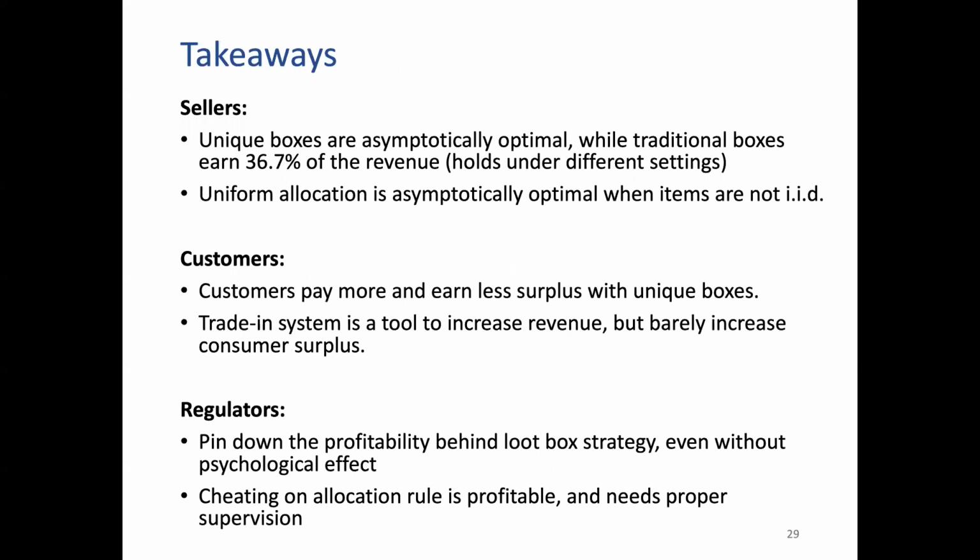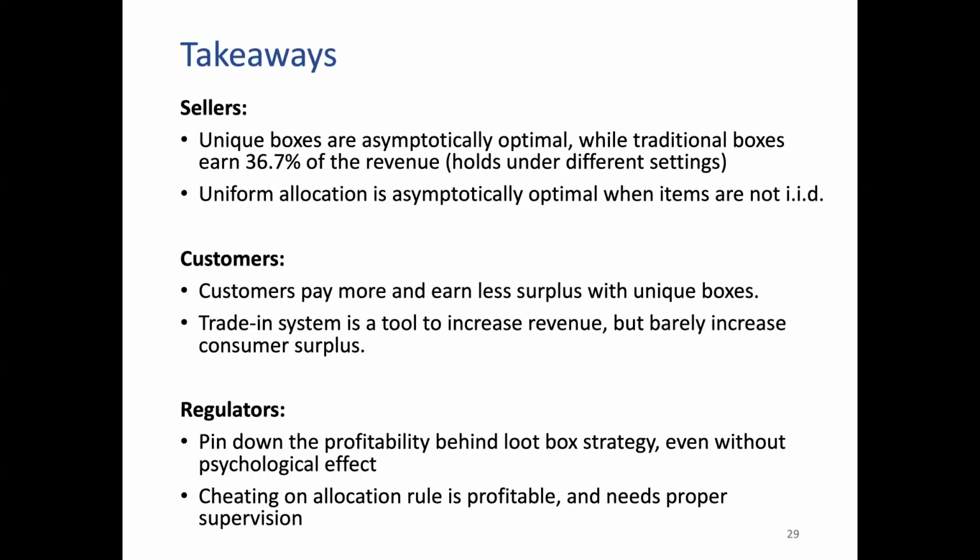So to summarize, we provide the first mathematical model for loot boxes, and we provide insight to three sides of the market: the seller, the customer, and the regulators. For seller, we show that the unit boxes are asymptotically optimal, where traditional box only earns 37% of the revenue. And this result holds under different settings. And we also show that uniform allocation is asymptotically optimal when the items have multiple classes of valuations.